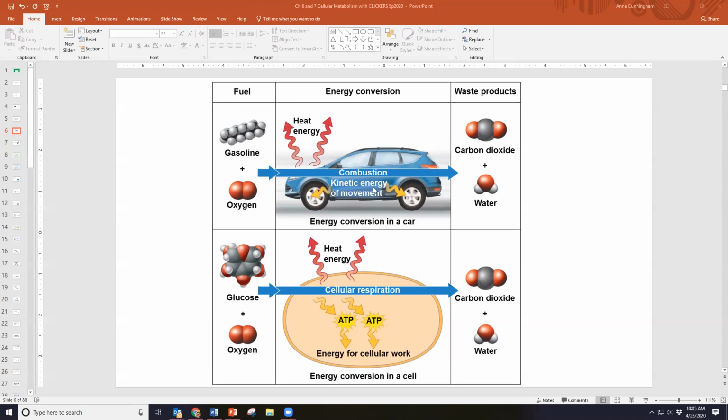Hopefully not too much. All right, and then on the bottom, you see a cell, and you can see that the fuel for a cell is very similar to the fuel for a car. It is also a hydrocarbon molecule, but it also has some oxygen attached to it. And it is glucose, C6H12O6.